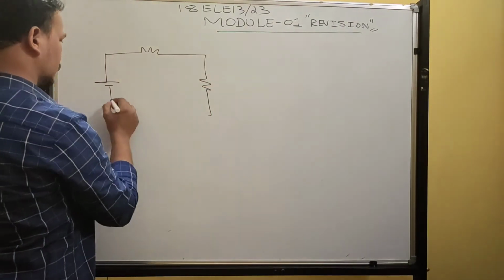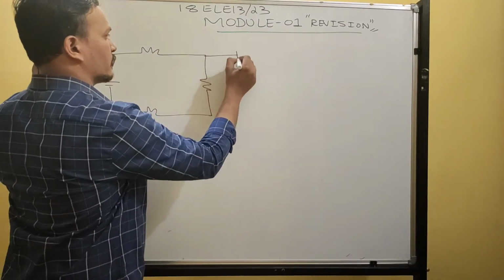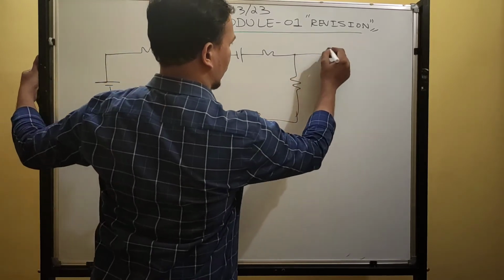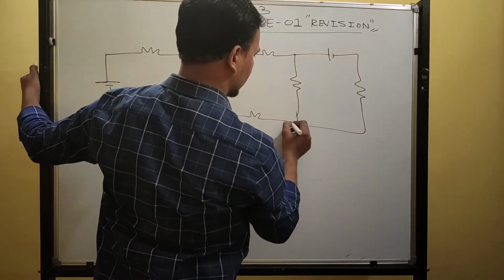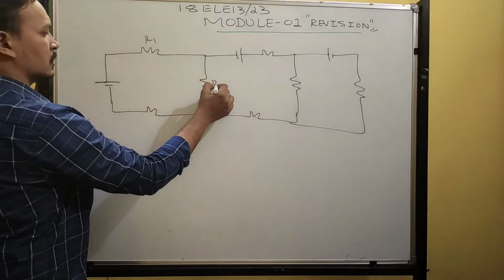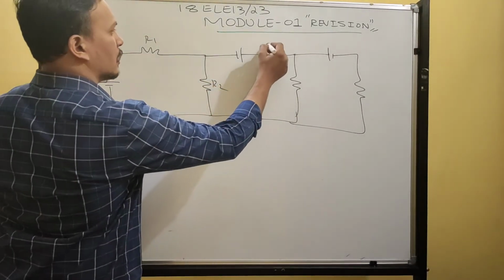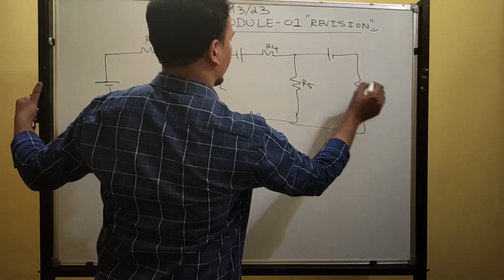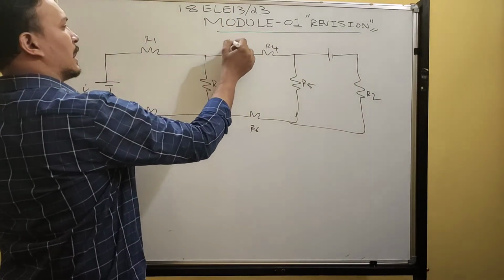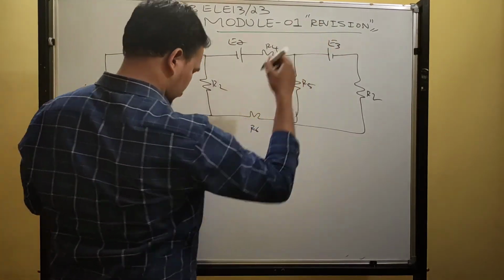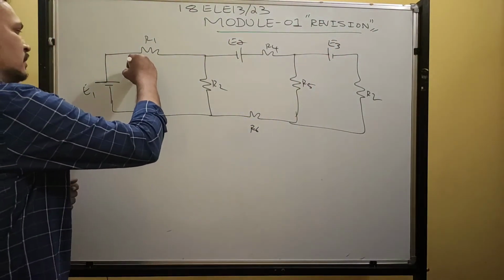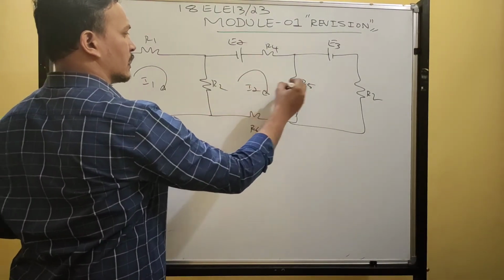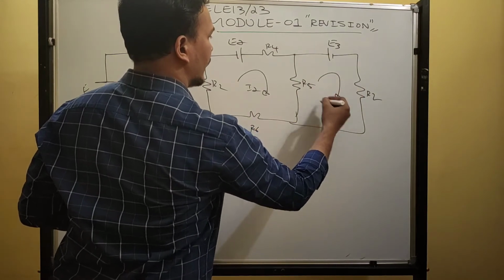So one resistor is here, one resistor is here, and one voltage source, resistor, one more resistor, and another voltage source, resistor. Like this we can write. Let's take R1, R2, R3, R4, R5, R6, R7, E1, E2, and E3. Let us assume it has 3 loops. This one carries I1 current, this will carry I2 current, and this will carry I3 current.